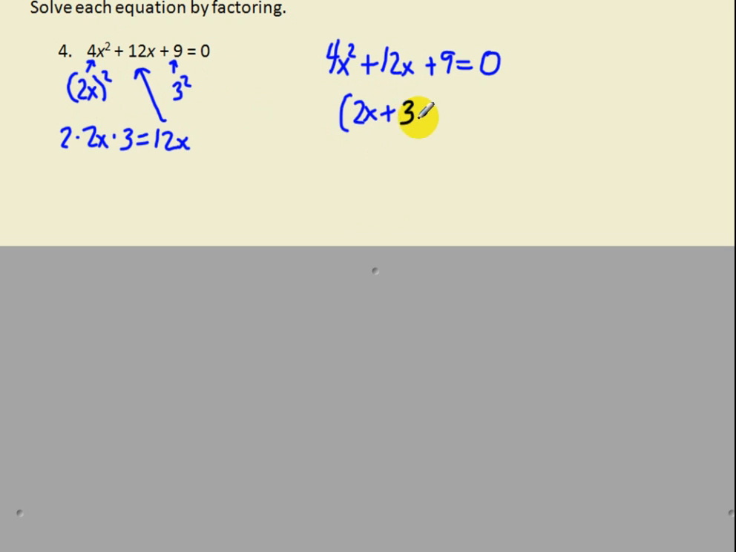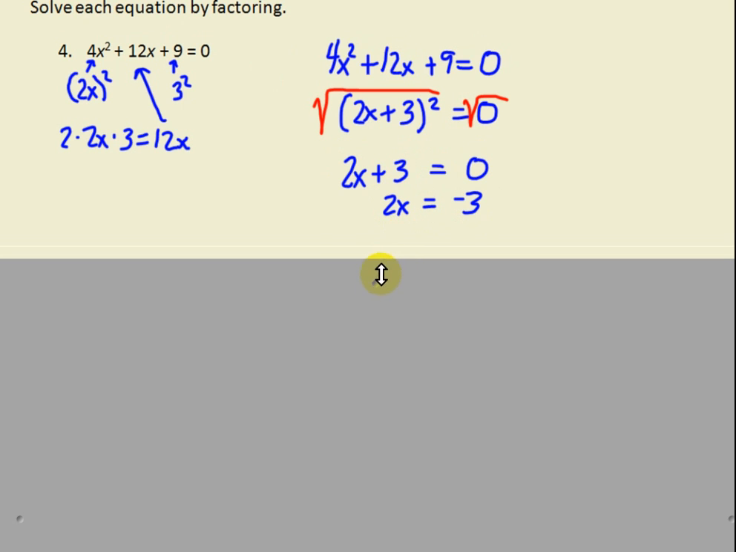Quantity squared is equal to 0. And so then we can take the square root of each side to undo the squaring, and we end up with 2x plus 3 is equal to 0. Now subtract 3 from each side to get 2x equals negative 3, and then finally divide by 2 to get x equals negative 3/2. And notice here that we only get one solution, and that's because we had a binomial squared rather than two different binomials being multiplied together.